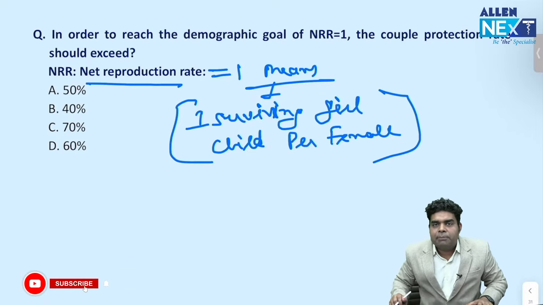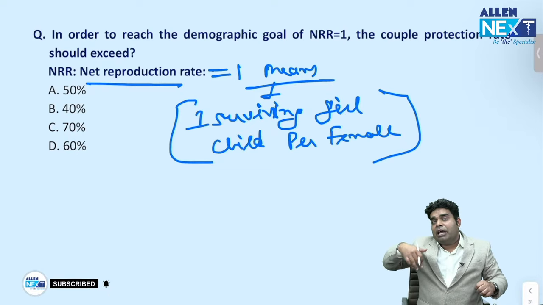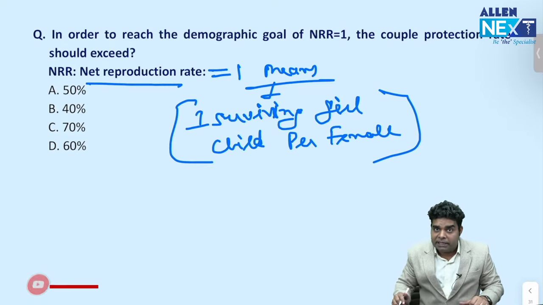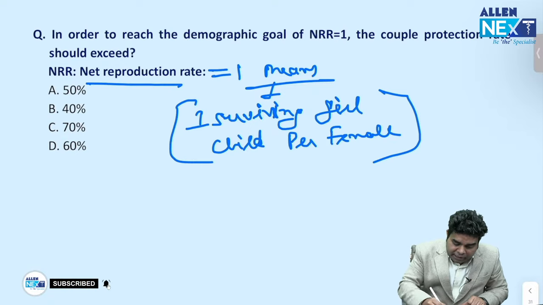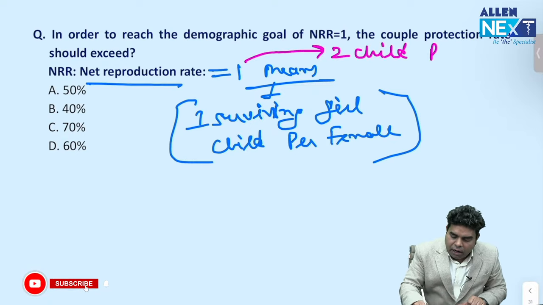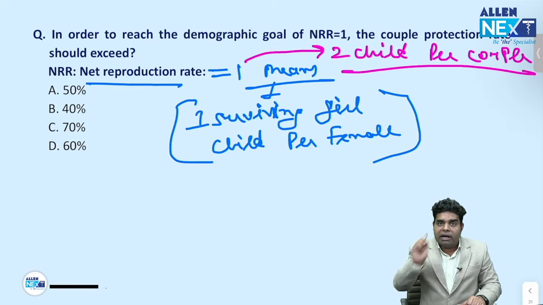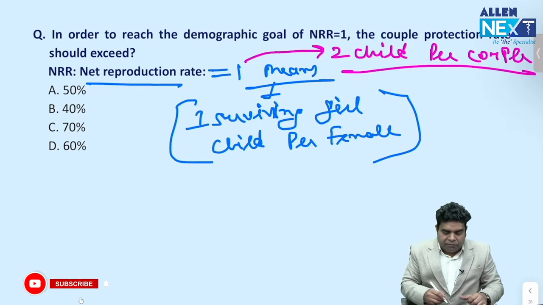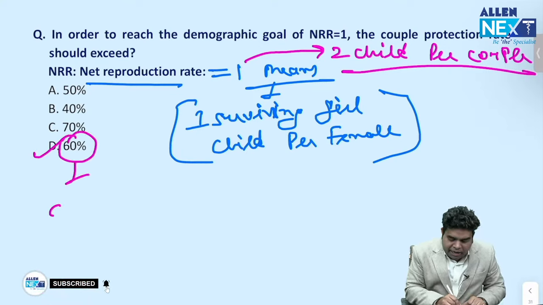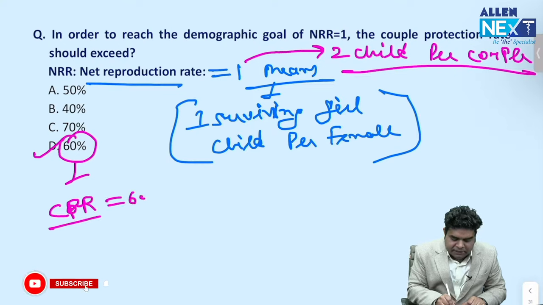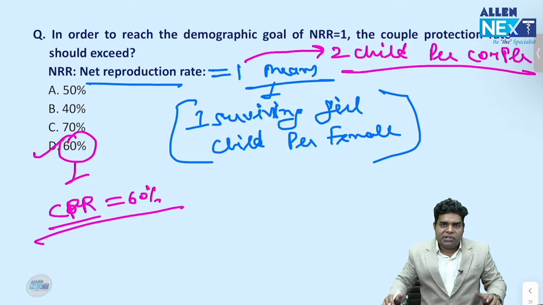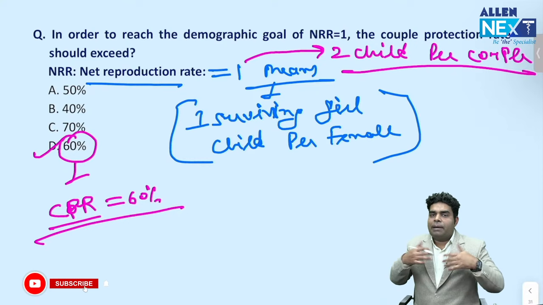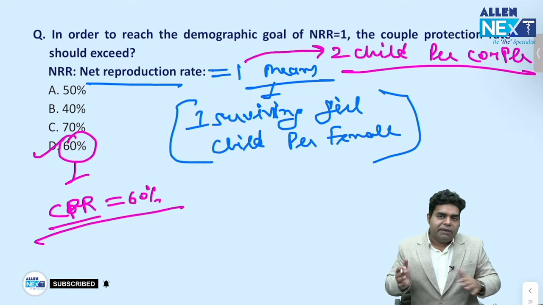And if there is one surviving girl child per female, somewhere in some other couple there will be an equal chance of having one surviving male child also, because X and Y chromosomes are distributed in nature 50-50%. So if NRR is equal to 1, it means there are 2 children per couple. For 'we two, our two', NRR should be 1. And NRR will be 1 if we are able to give contraceptives to 60% of the population. For NRR to be 1, the couple protection rate should be 60%. It was observed that if you stop 60% of couples from having unwanted children, the population will become stable, with 2 children per couple if CPR is 60%.